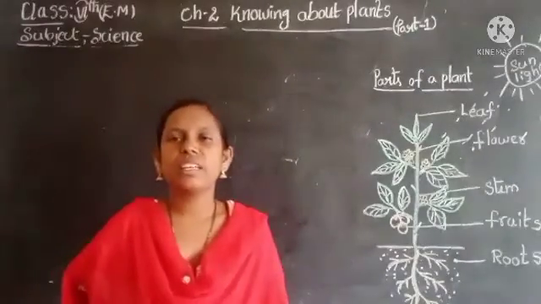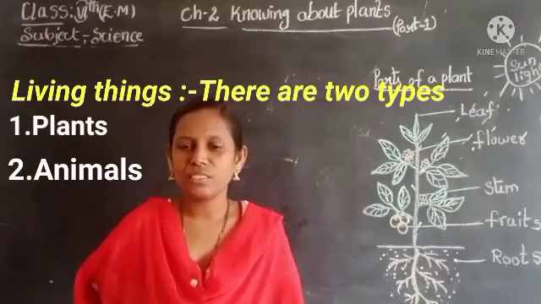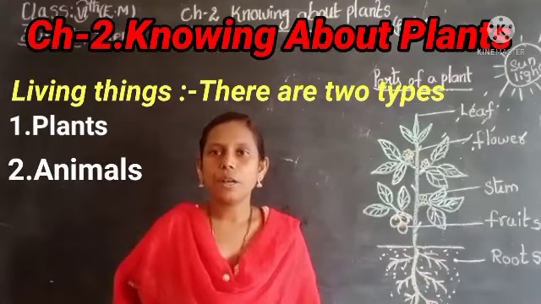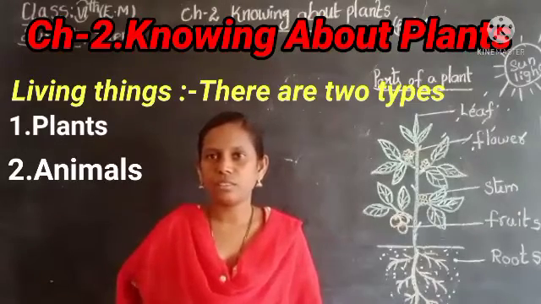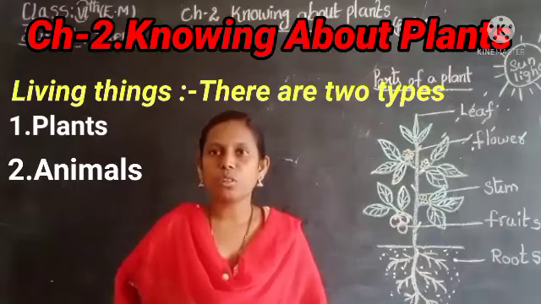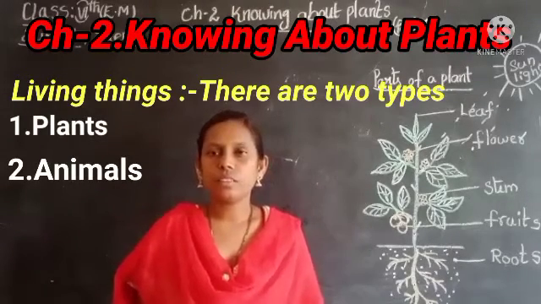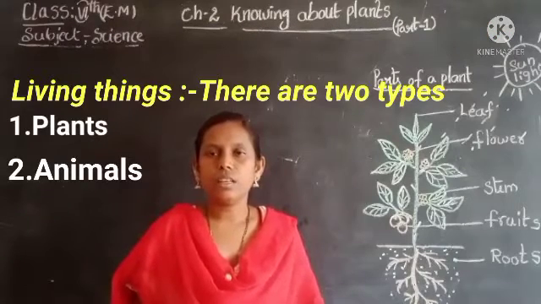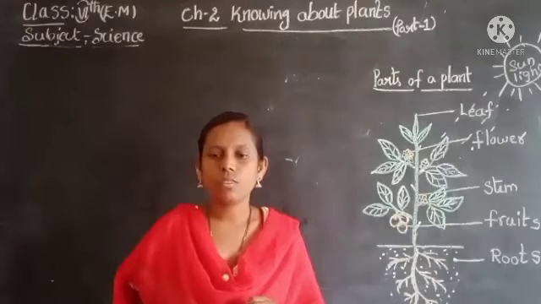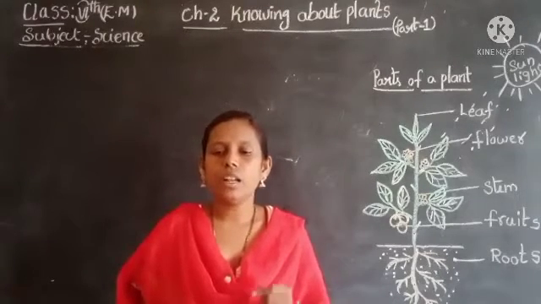Today we are learning about chapter 2, knowing about plants. There are two types of living things, plants and animals. These both are very useful to us. They are providing food for us, and when we are eating, we are getting energy. The food is very important for our survival.